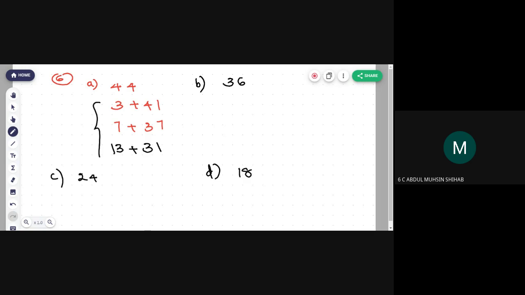Miss, can you say how to do this sixth one? Can you write that number as sum of two prime numbers?